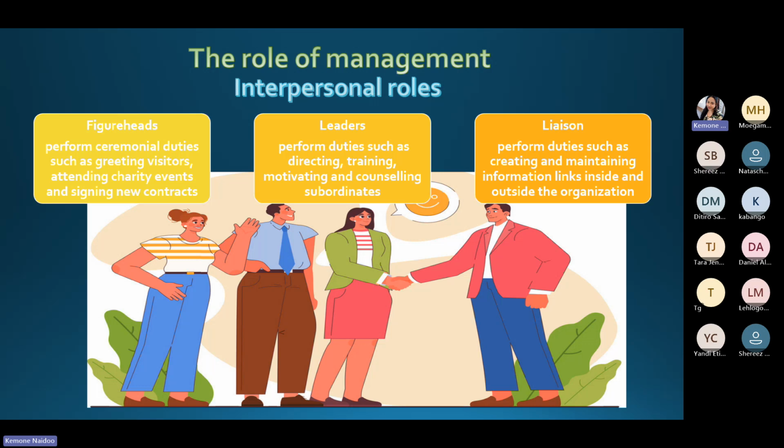When we have leaders, as I said previously, this involves a lot of motivating, a lot of training, and a lot of development for employees as well. So when you're a leader, you are mostly focused on ensuring that employees are doing the correct thing. And if they need any training or any counseling, you're able to provide that as a leader. And when you are a liaison, you're performing duties like creating and maintaining information and ensuring that the link between the inside and the outside of the organization is secure and sustainable. So that's all that those are.